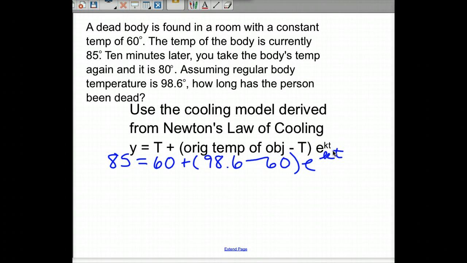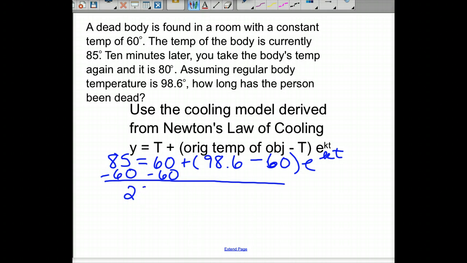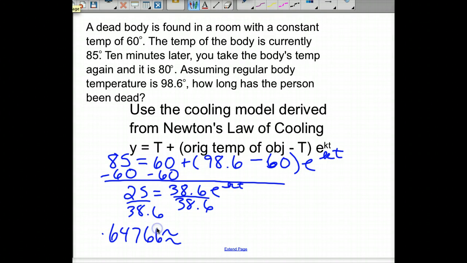So we've still got two variables. We don't know the time, and we don't know the proportionality constant. We know that we took the temperature 10 minutes later, and we can use that information also. Let's solve this a little bit. We'll subtract 60, just to condense it. So 25 equals 38.6 (98.6 minus 60) times e to the kt. Then dividing both sides by 38.6, we get approximately 0.64766 for e to the kt.